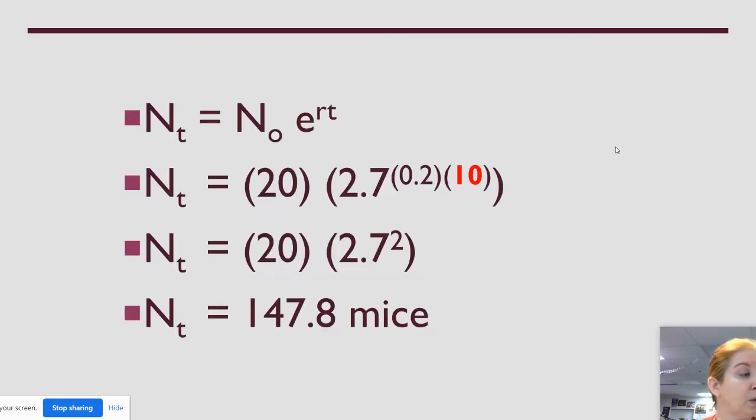And then the second question is 10 years from now, and then 20 years from now. A lot of mice. So you can see how quickly it increases. Mice like to make babies.